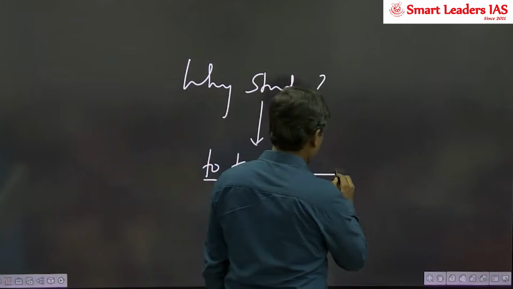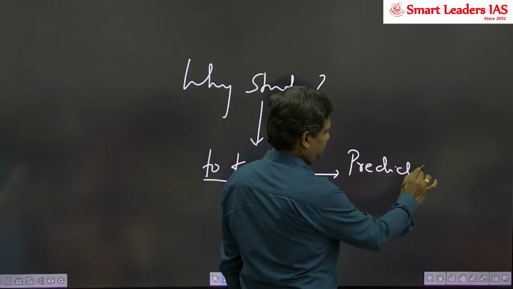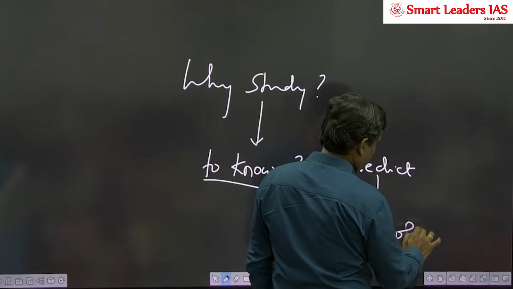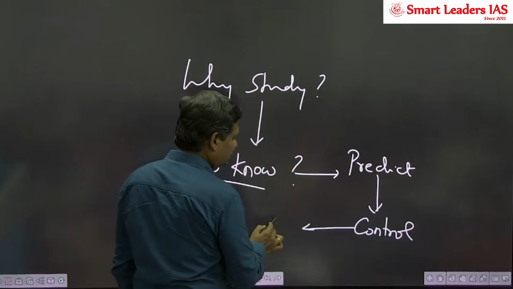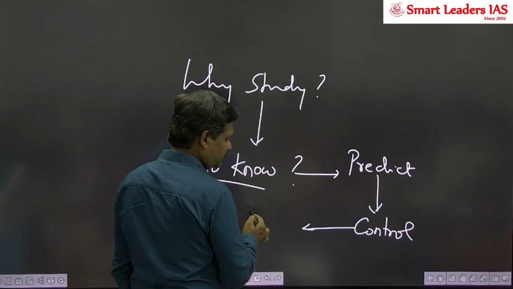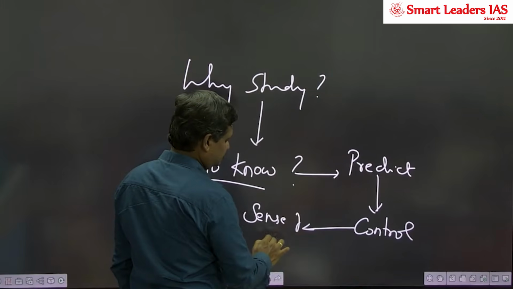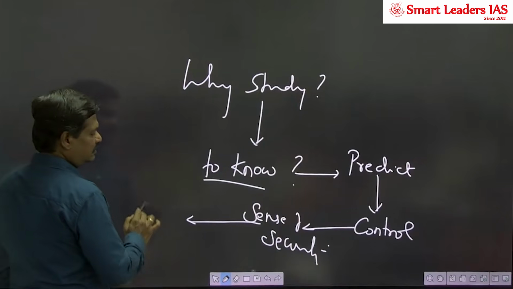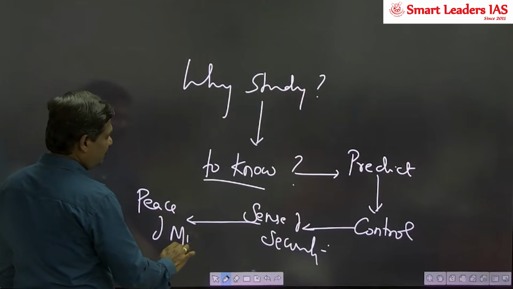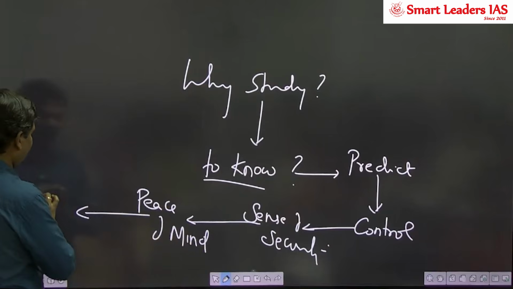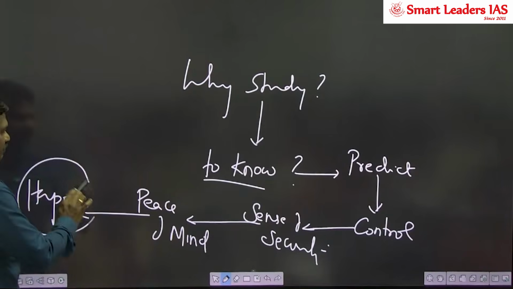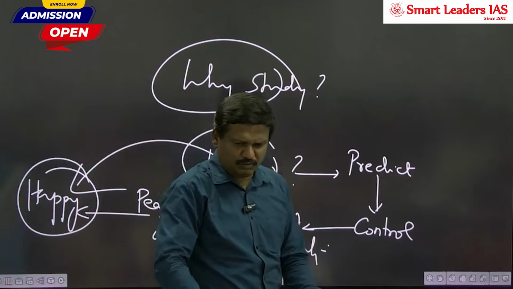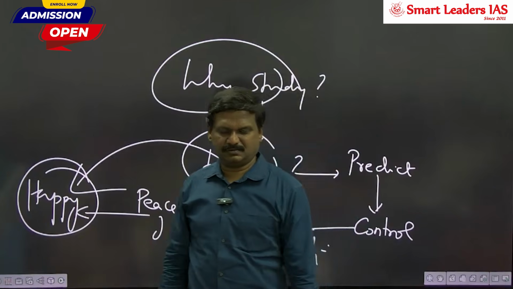Only if you know, you can predict. Why should you predict? Only if I can predict, I can control. Why should you control? Only if I can control things, I will feel a sense of security. And why should you have a sense of security? Only then can I have peace of mind. Why should you have peace of mind? Only then will I be happy. So the purpose of study, the purpose of knowledge, is to make you happy, to make things easy for you.